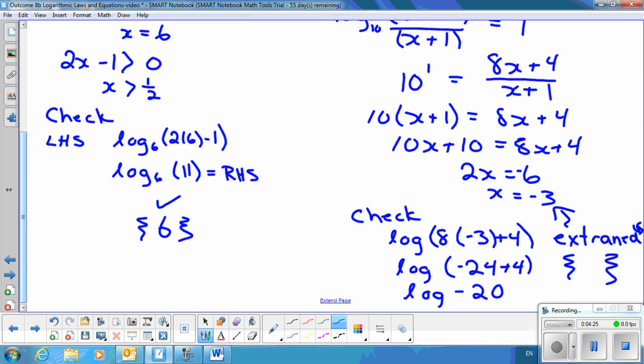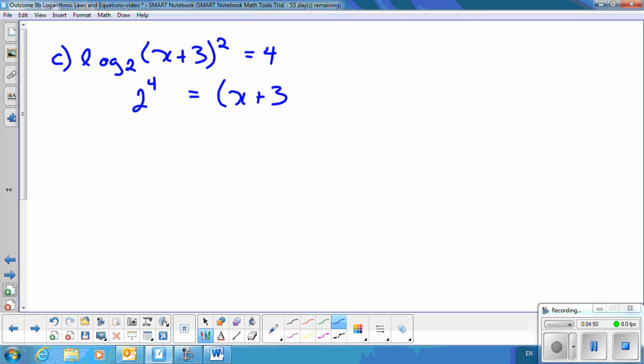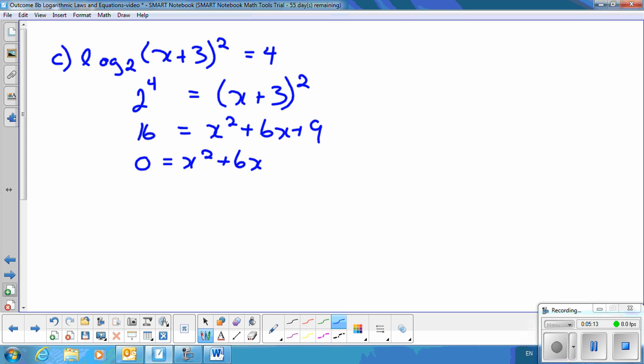Part C, I'm going to start a new page for Part C. Part C started off as log base 2 of x plus 3 squared equals 4. So let's write this in exponential form. This means 2 to the power of 4 has to equal x plus 3 all squared. 2 to the power of 4 is 16. On the right-hand side, I can distribute those out, and I end up with x squared plus 6x plus 9. Making that equation equal to 0, so subtracting 16 from both sides, I have x squared plus 6x minus 7.